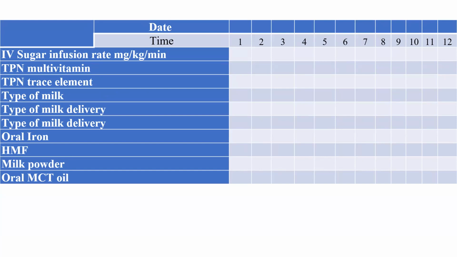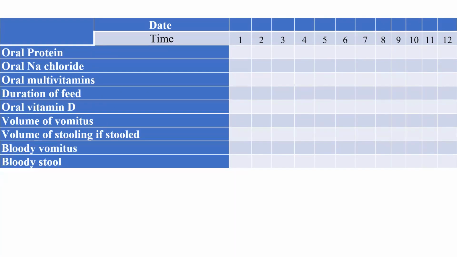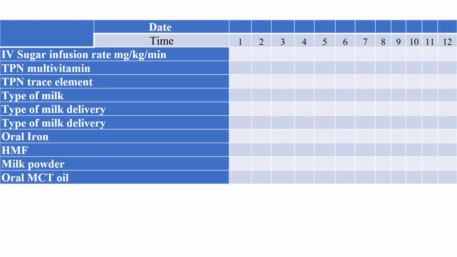How much multivitamin we are giving, and usually it's 1 ml for each 100 ml of TPN. And if there is milk, what is the type of milk? Is it term formula? Is it preterm formula? Is it hypercaloric? Is it EPM? Is it DPM?